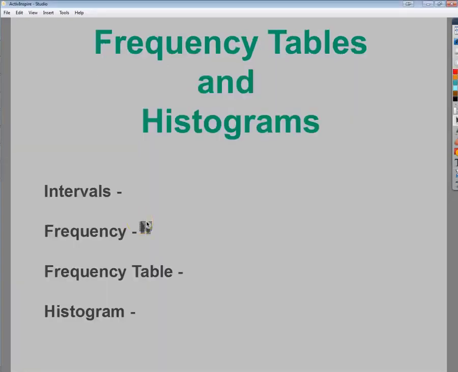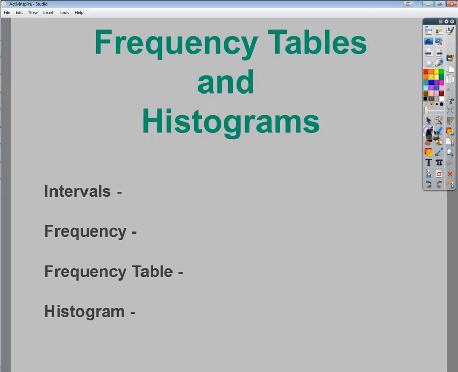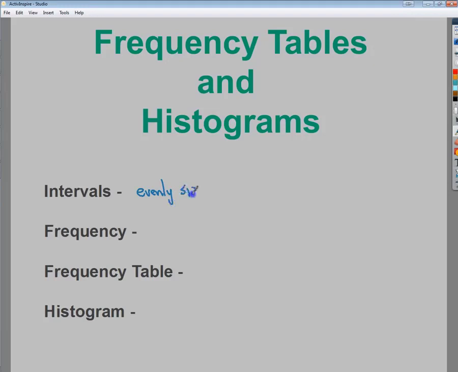In this video, I'm going to talk about the idea of frequency tables and histograms. Basically, a frequency table is when you, first off, take a set of numbers, so you want to have data, and you want to break it into intervals, which are basically evenly sized groups.